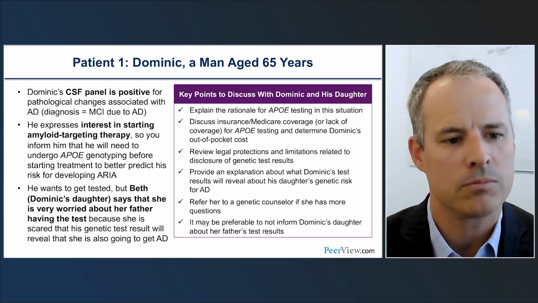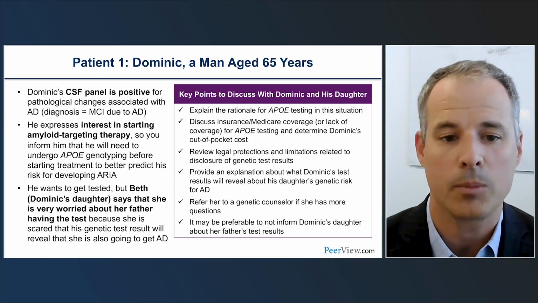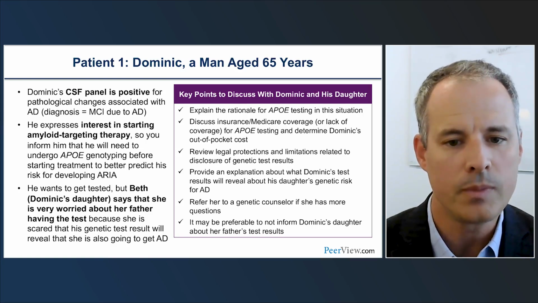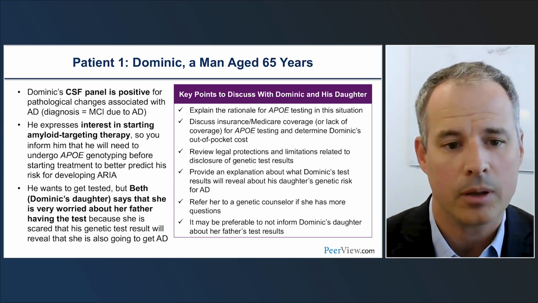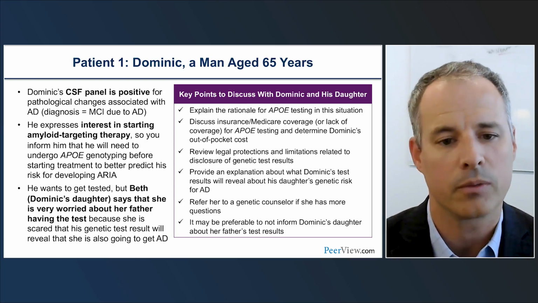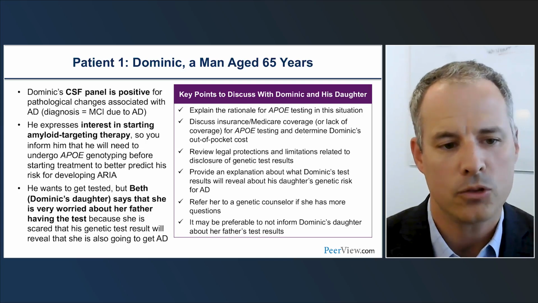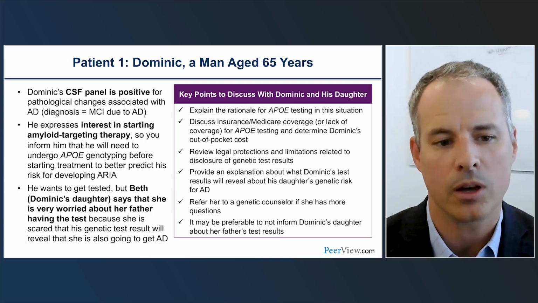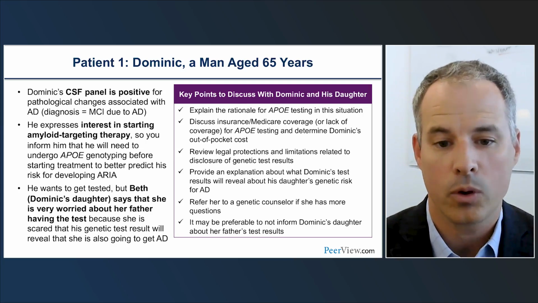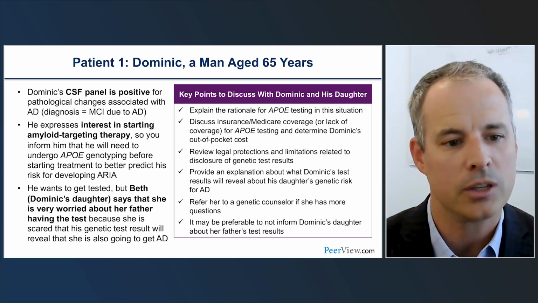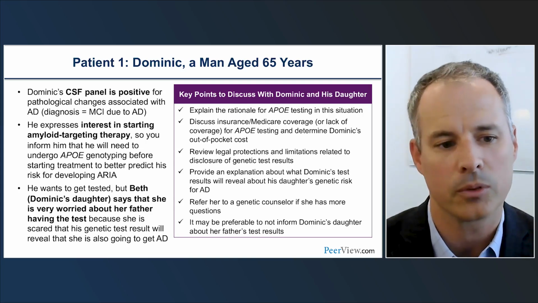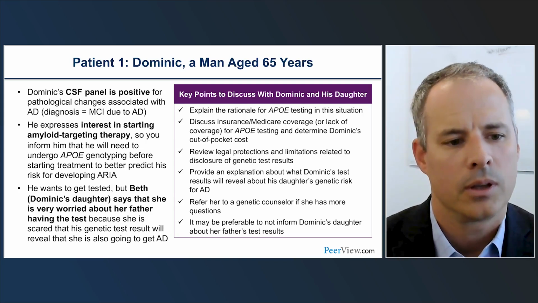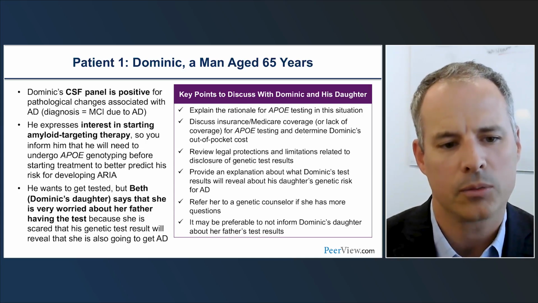After some discussion, he expresses interest in amyloid-targeted therapies, and he is told that he needs to undergo APOE genotyping to predict his risk of developing ARIA. He is interested in this, wants to get testing, but his daughter, Beth, is very worried about her father having the test because she is scared that this genetic test will reveal that she is also going to get Alzheimer's disease. And so there are some key points to discuss with Dominic and his daughter.